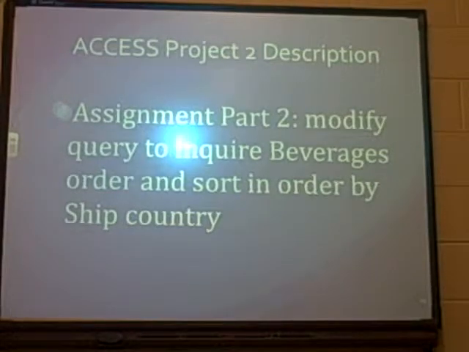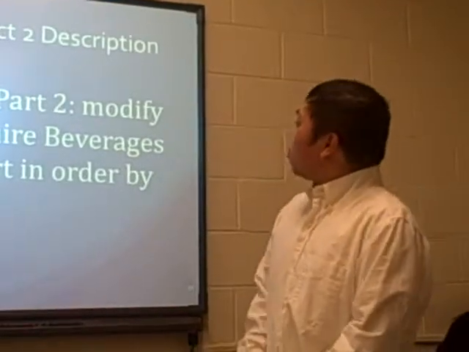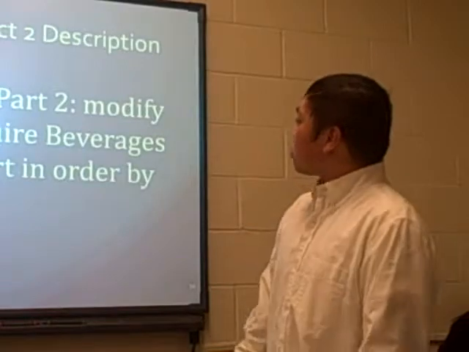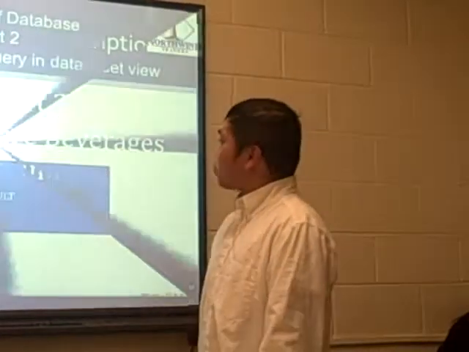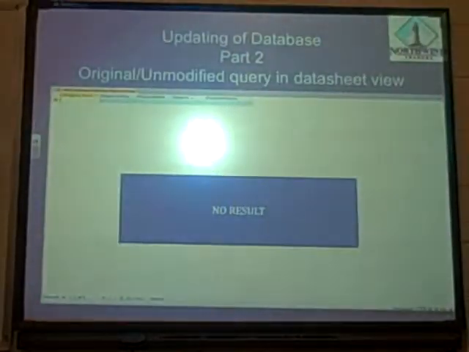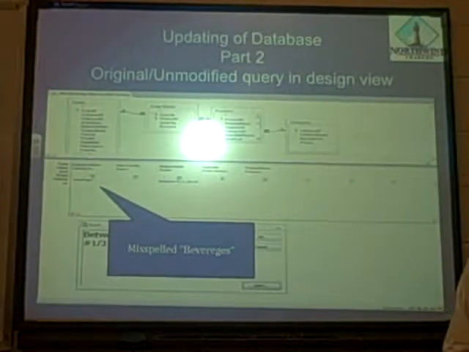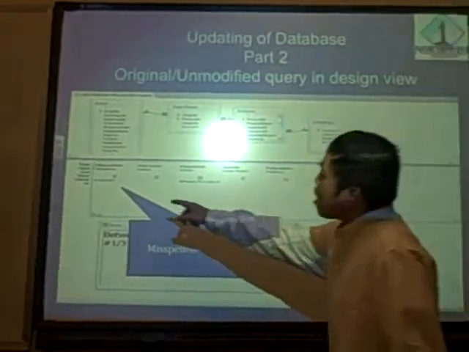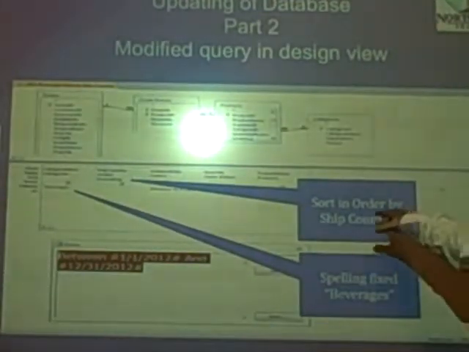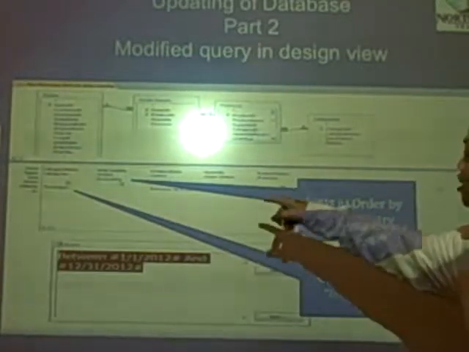For the second part, we have to modify the query to include only beverage sales and sort it in order by ship country. When we ran that, we had no result. So we investigated. They had misspelled beverages, so we corrected that, and we also put in a function to sort the order by ship country. And there we go, we have that.